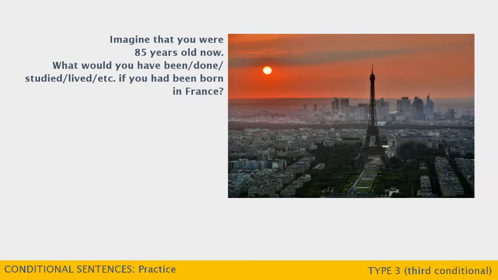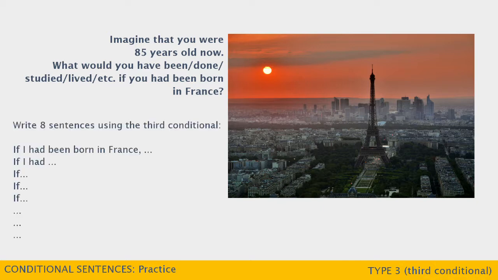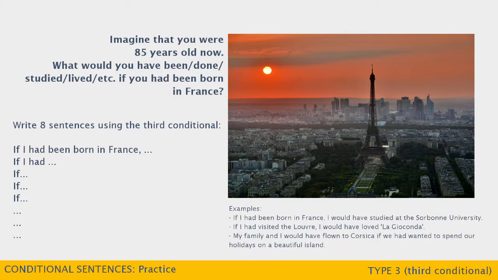Here comes the third conditional. Imagine that you were 85 years old now. What would you have been, done, studied, lived, and so on if you had been born in France? Write 8 sentences using the third conditional, but first look at some examples to get some inspiration.